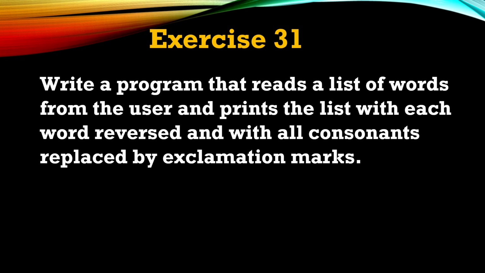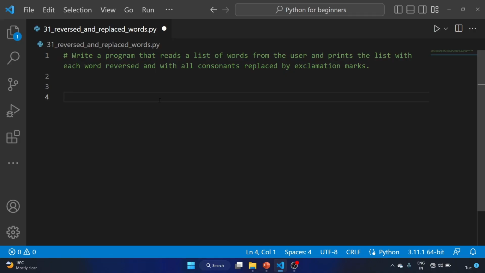And here is our question: write a Python program that reads a list of words from the user and prints the list with each word reversed and with all consonants replaced by exclamation marks. So let's see how we can solve this question. I have already commented the question.